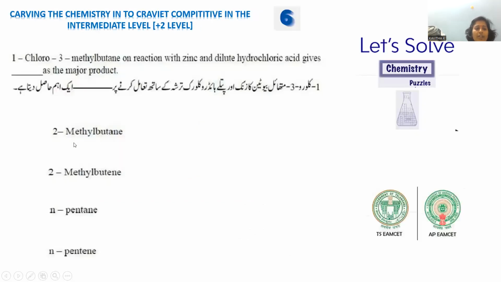2-methyl butane is provided in option number 1. Option number 1 is the correct answer for question number 6. This is the mechanism of alkane synthesis. Okay, so by this we completed all 6 questions of the session.